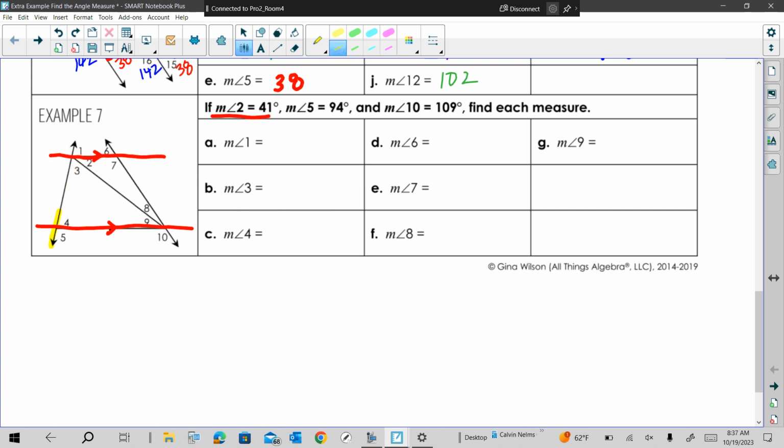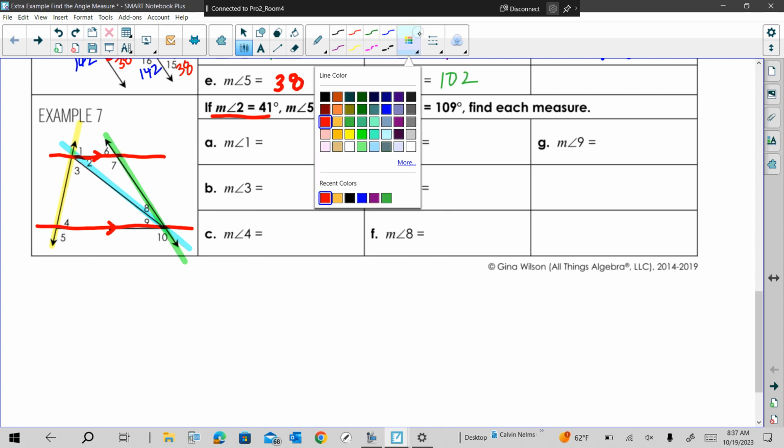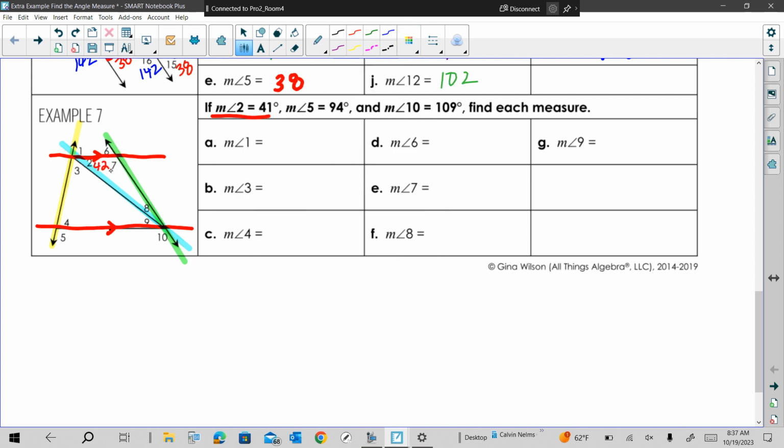There's a transversal here on the left side, a transversal going through the middle, and then a transversal on the right side. They start off with the measure of angle 2 being 41. That is with the blue transversal for me.